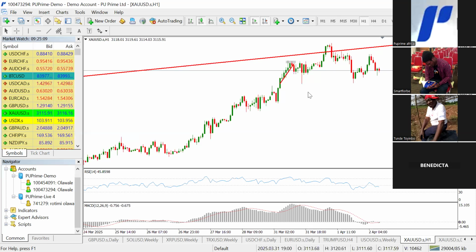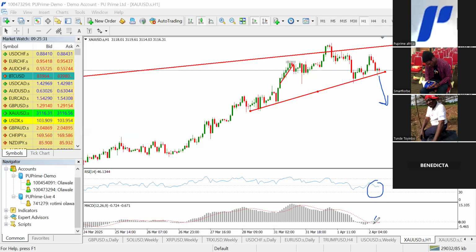This is 1 hour. All right, what I would just say on this is it's not really a clear setup. However, if price is able to break out below this lower trend line, if it extends to this region, if we have a new candle that breaks out below this lower trend line, then we have an opportunity to sell gold. RSI is already below 50 and MACD is already below 0. So just wait for a new candle to open below that trend line, and that may give an opportunity to sell gold. But then please trade it with a lot of caution.